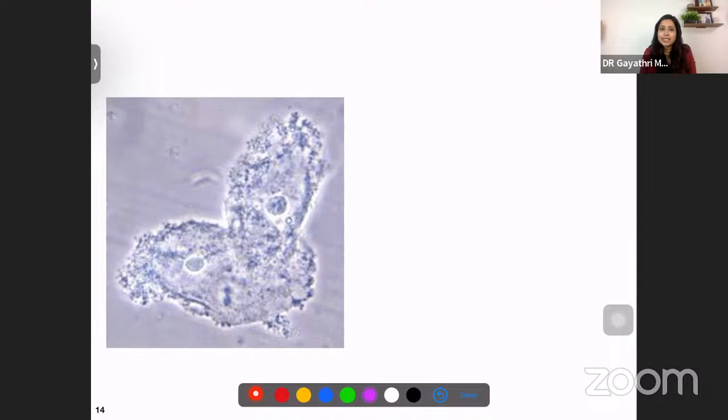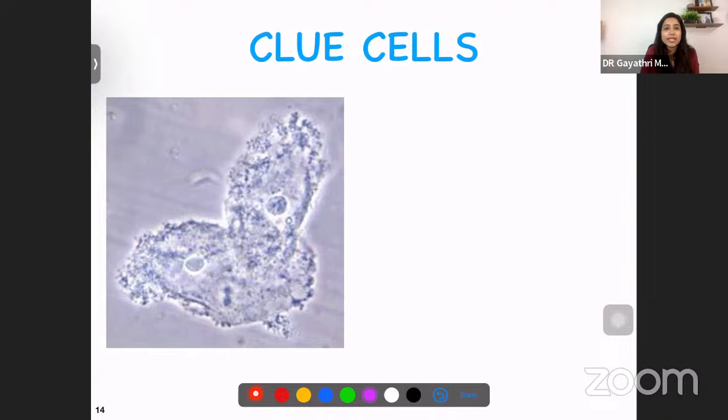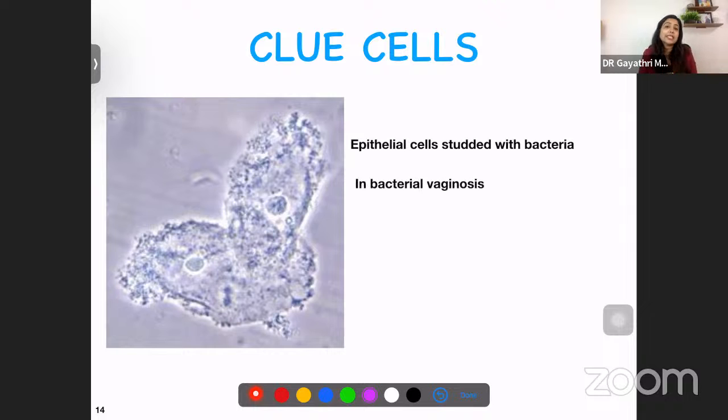So what are the cells that you see here? These are basically vaginal epithelial cells that are studded with bacteria. And these cells are known as clue cells. Where do you see clue cells? In which vaginal infection can you appreciate these clue cells? They are basically seen in bacterial vaginosis. Please have a note of this image as well.